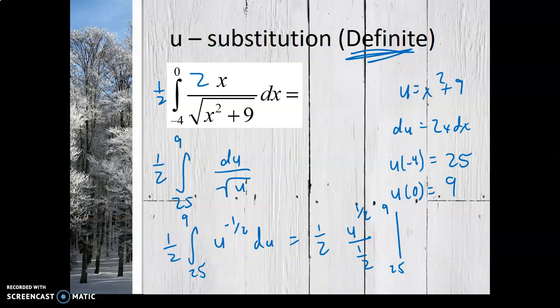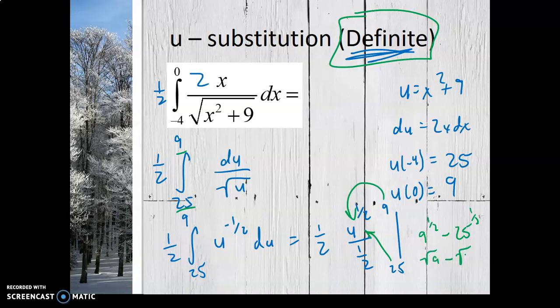Now, like I was saying, since this is a definite integral, since it has limits, as long as you convert the limits into the new variable, you never have to go back to the old variable. So now I can just plug 9 and 25 in. Now, dividing by 1/2 here is the same as multiplying by 2. So if I move that 2 up, those would end up canceling each other out. So we'd basically just have 9 to the 1/2 minus 25 to the 1/2, or square root of 9 minus square root of 25, which would be 3 minus 5, which is -2.